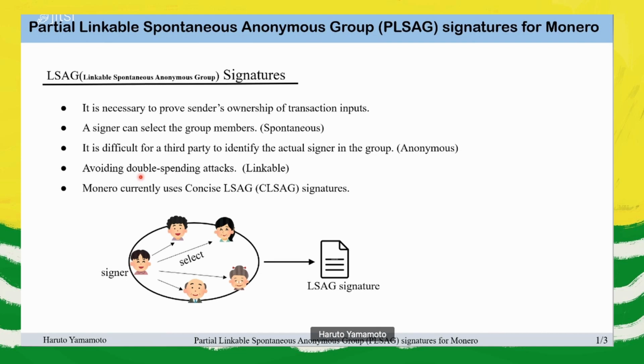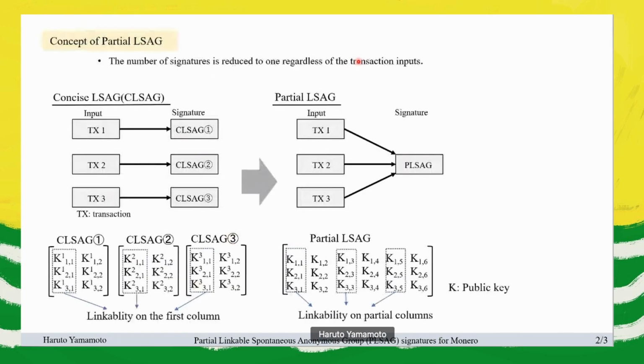And that's why the LSAG signature is necessary for Monero and Monero users. Monero currently uses concise LSAG signatures, CLSAG. This is a brief explanation of the LSAG signatures.